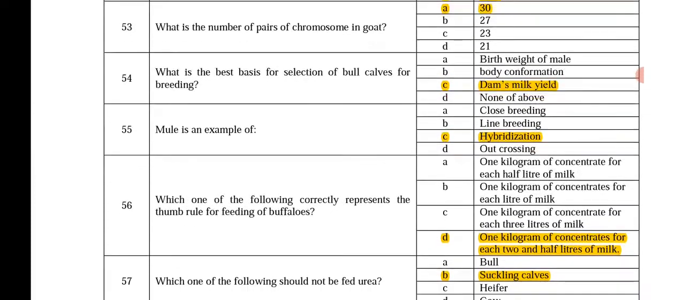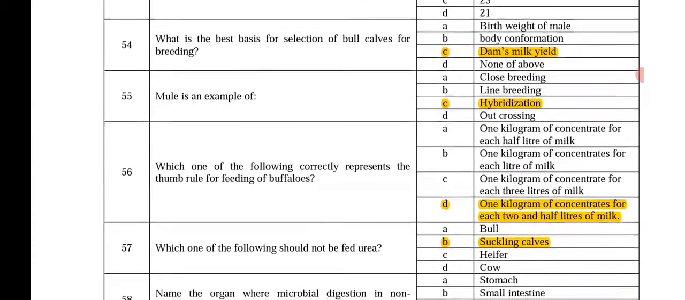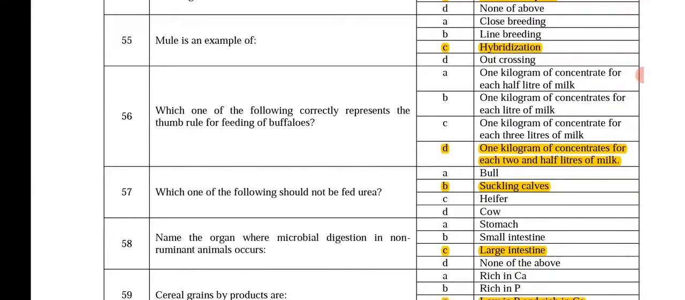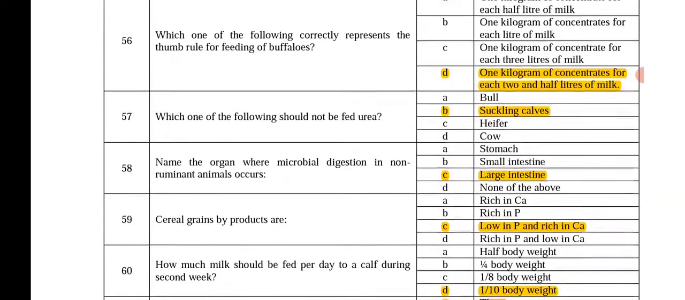Which of the following correctly represents the thumb rule for feeding of buffaloes? 1 kilogram concentrate for each 2.5 liters of milk. Which of the following should not be fed urea? Suckling calves. Name the organ where microbial digestion in non-ruminant animal occurs. Large intestine.